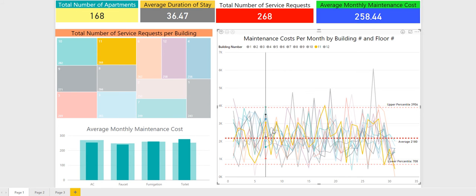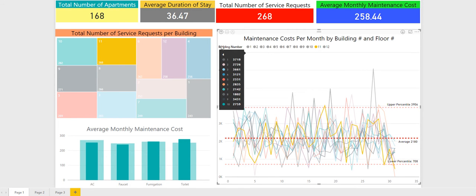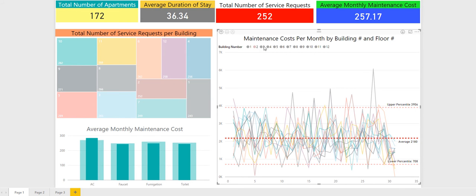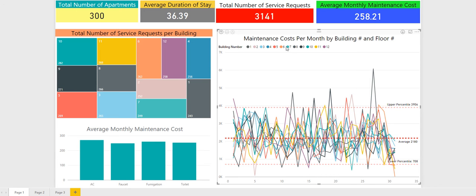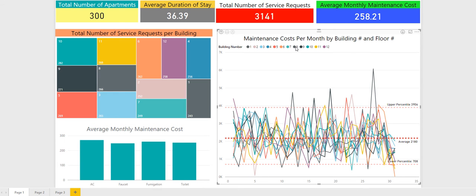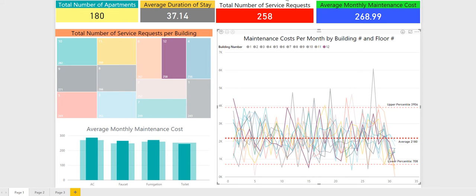But then some buildings, like this one, which is building number 11, are more or less consistent. So maybe we can learn something from here and try to reduce the variation in other buildings at the same time. And then you have your average monthly maintenance costs, which seem very similar across the spectrum. Now we can go building by building to see if some buildings have outliers, but more or less they're all consistent. So the likelihood of each of these events to occur is pretty similar. Building 7 is a little bit higher on fumigation, but based on the scale, it's nothing too much to worry about. Again, I go over each one.